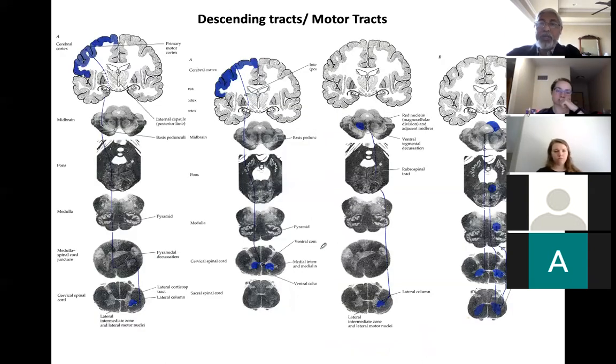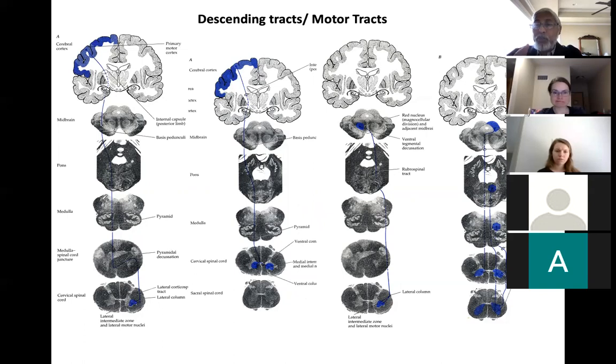Let me show you an example here. This one is coming from the cortex and going down, and it's decussating here, right? So which tract is this? Corticospinal. Wonderful, corticospinal. Now, among the corticospinal, there are two types, lateral and anterior. Which one is this? Lateral. Wonderful, good. Why?